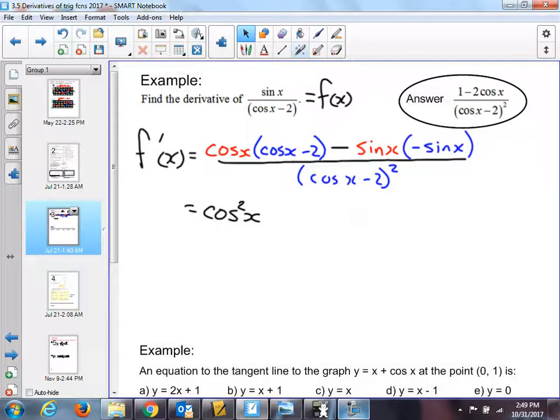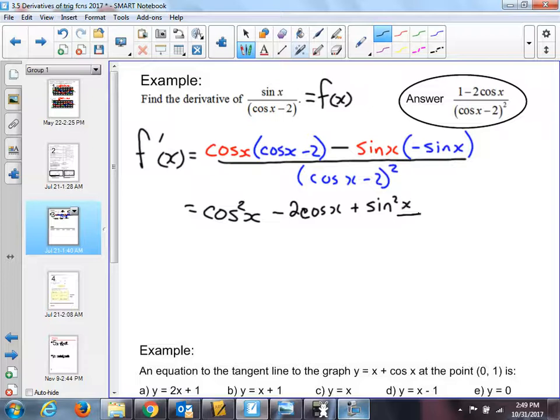So the cos squared, you're familiar with this notation. Minus 2 cos x. Subtract, well, really it's add, negative, negative sine squared x, all over the denominator. Cos of x minus 2. Keep it squared. Keep it real.